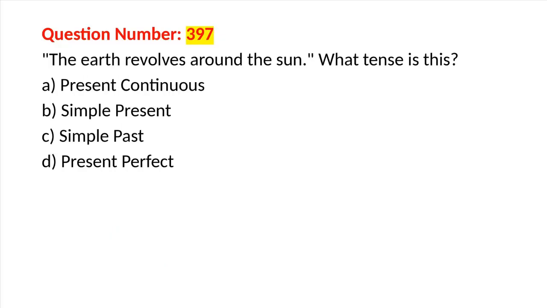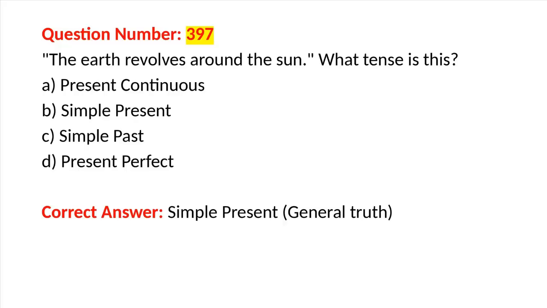Question number 397. The Earth revolves around the Sun. What tense is this? A. Present continuous. B. Simple present. C. Simple past. D. Present perfect. Correct answer: simple present, general truth.